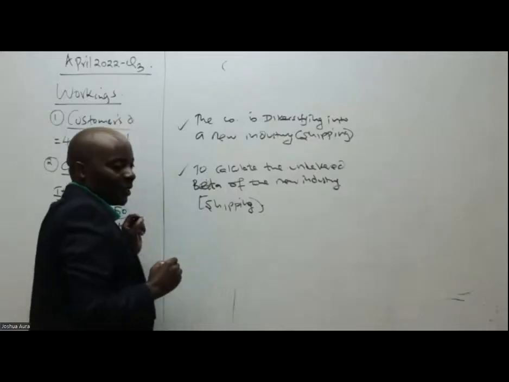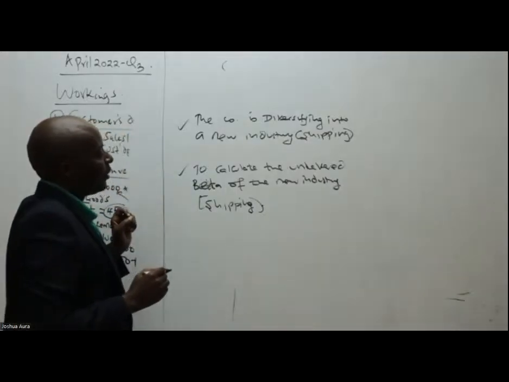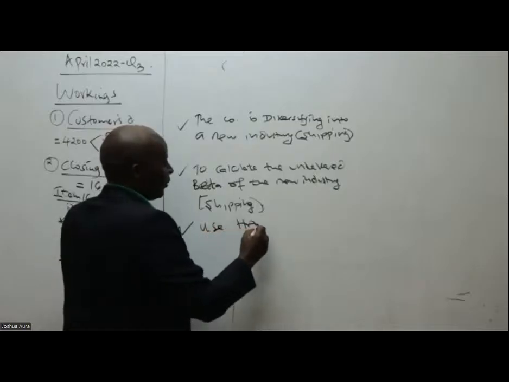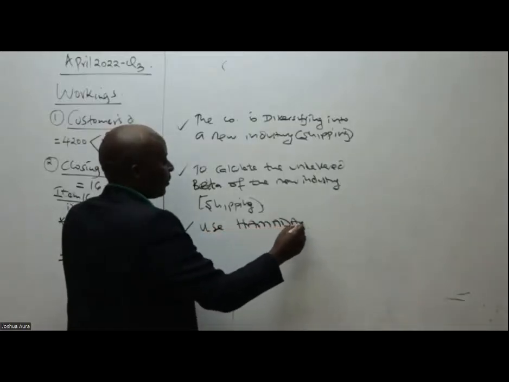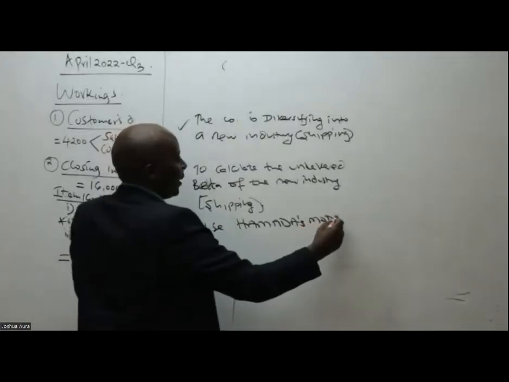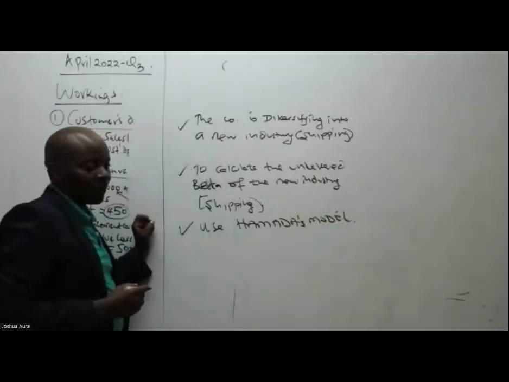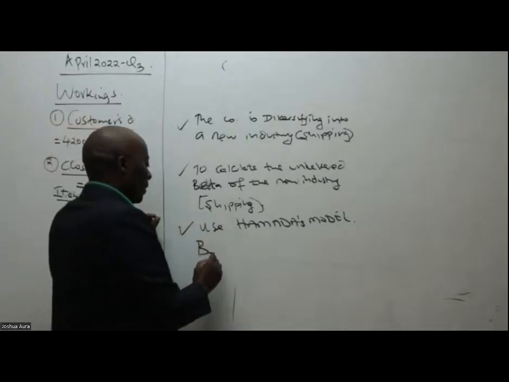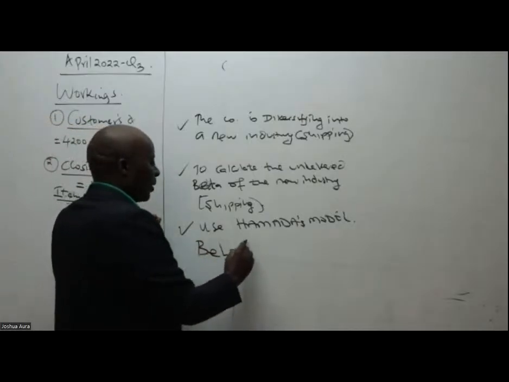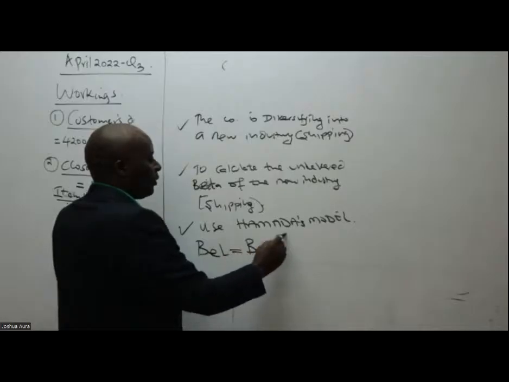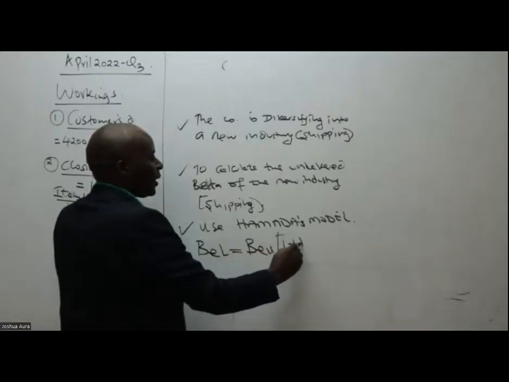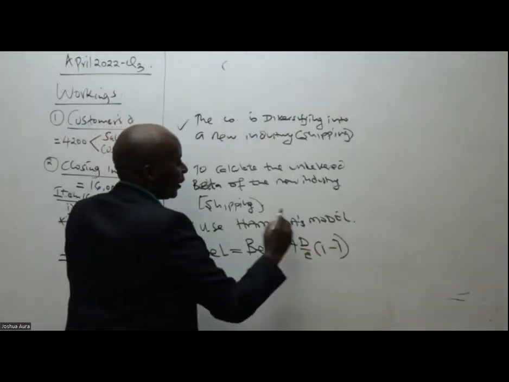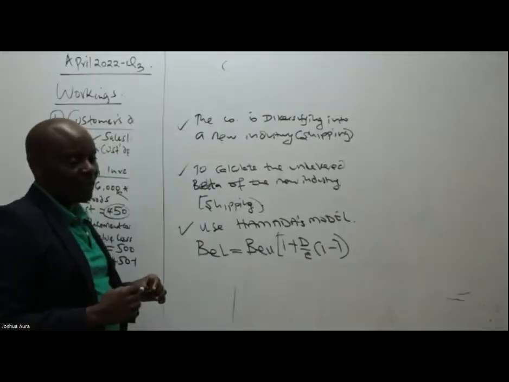Great. Which model do we use? Use Hamada's model. Right? And if you remember Hamada's model, we have beta equity of a levered firm equals beta equity of an unlevered firm times 1 plus debt over equity, 1 minus tax.